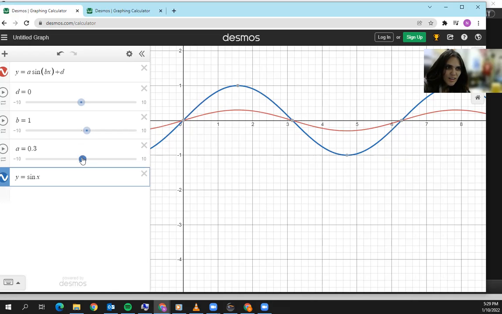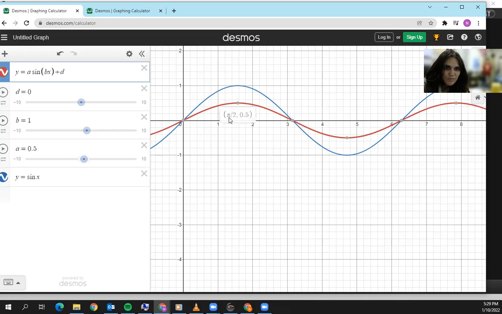Now, what if my a value was 0.5? Well, now I'm going to have pi over 2, comma 0.5, and 3 pi over 2, comma negative 0.5. Those are my new maximum and minimum. My midline is still 0, but my amplitude is now 1/2, the distance between the maximum and the midline, or the minimum and the midline. So this is going to be very similar to when we were graphing polynomial functions, and an increase in an a value made the graph vertically stretch, whereas a decrease in an a value made the graph vertically compress.